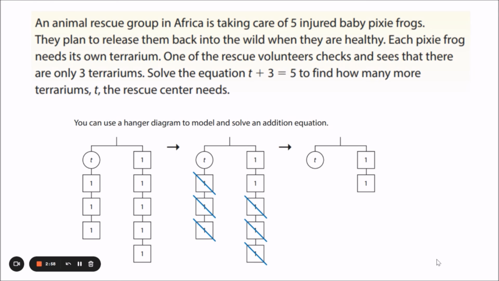Students can then model, marking out each of the sides to determine the balance of what would be left to represent the t or the variable in the equation. Once students have balanced the equation, they will find that t is equal to 2, so they will need 2 more terrariums for the rescue center.